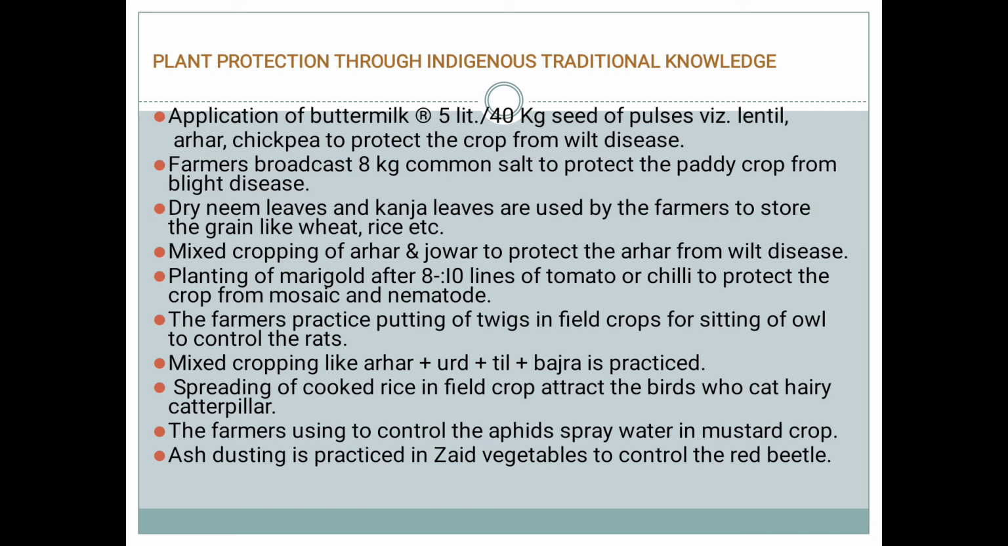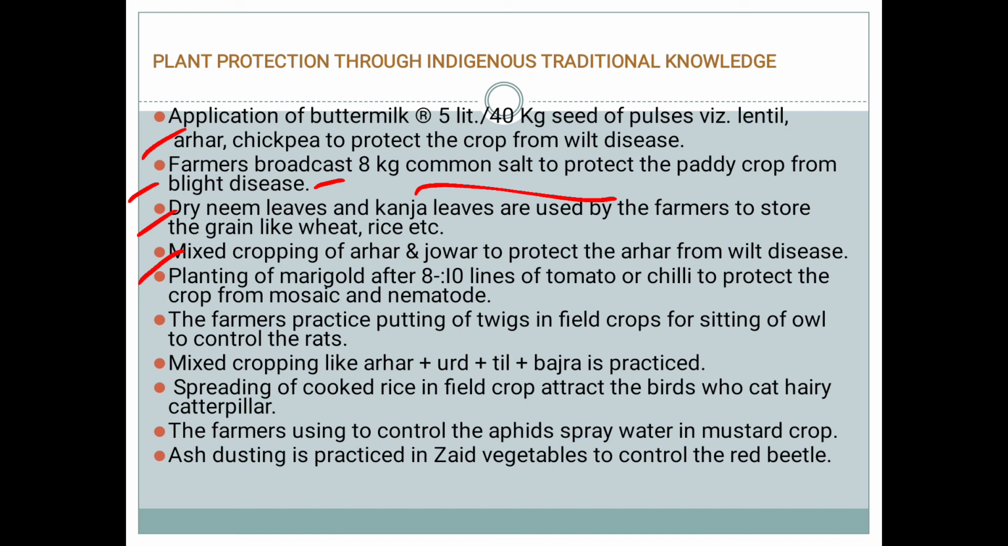Application of buttermilk at the rate of 5 liters per 40 kg of seeds of pulses like lentil, arhar, chickpea protects the crops from wilt diseases. Farmers broadcast 8 kg of common salt to protect the paddy crop from blight diseases. Dry neem leaves and canza leaves are used by the farmers to store grains like wheat and rice. Mixed cropping of arhar and jowar protects the arhar from wilt diseases.